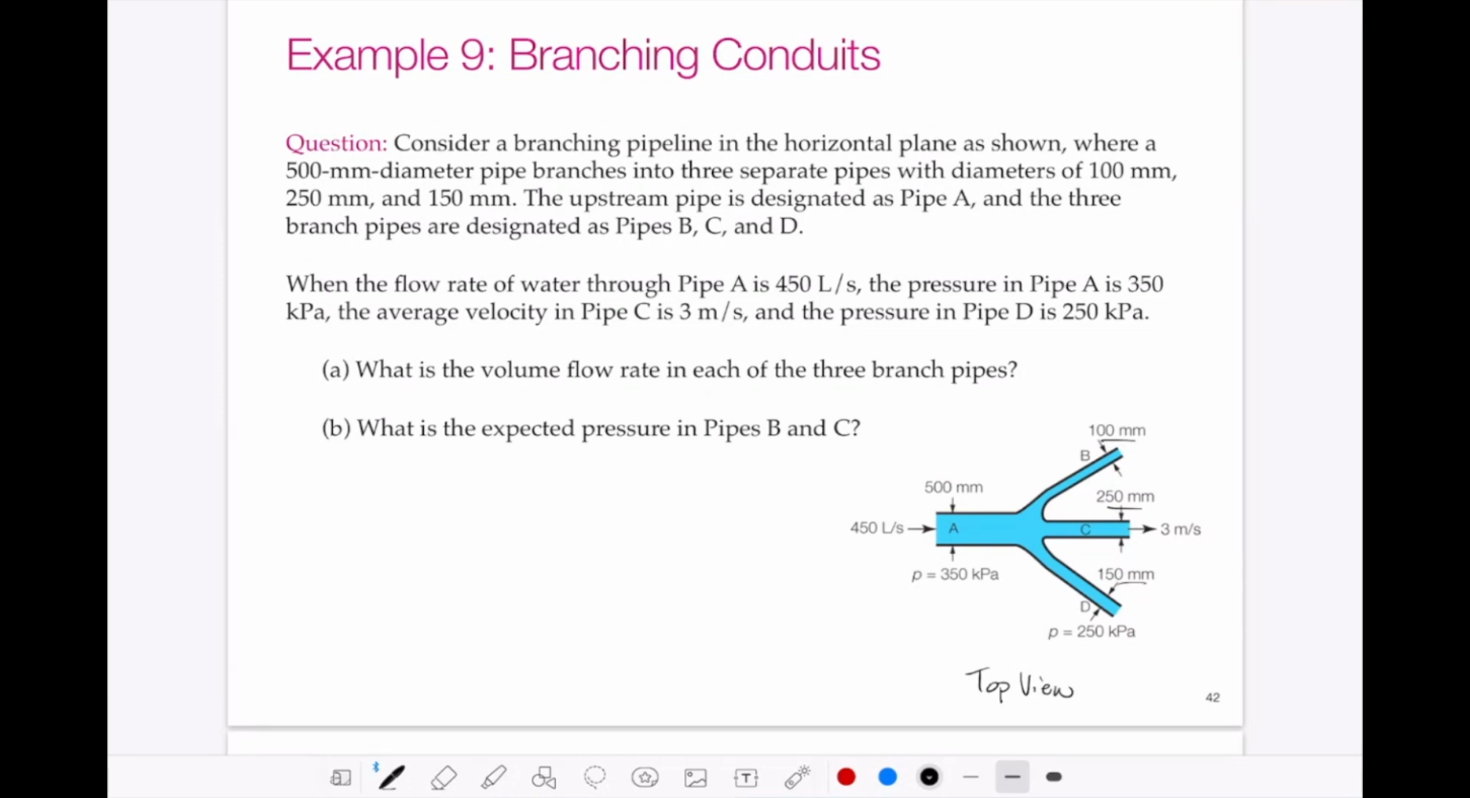The upstream pipe is designated as pipe A, and the 3 branches are designated as pipes B, C, and D. So when the flow rate of the water in pipe A is 450 liters per second, the pressure measured in pipe A is 350 kPa, the average velocity in pipe C is 3 meters per second, and the pressure in pipe D is 250 kPa. It's asking, A, what is the volume flow rate in each of the 3 pipes, and B, what is the expected pressure in pipes B and C?